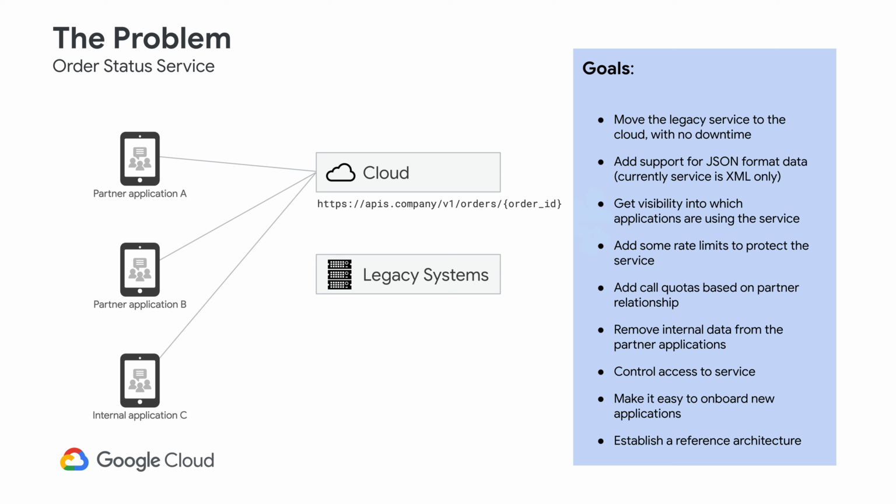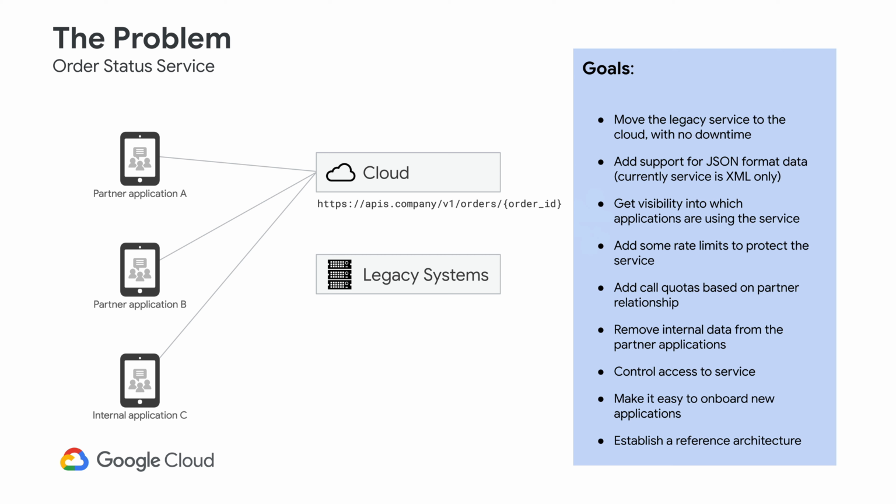We'd like to add some rate limiting to protect the service. Sometimes one of these applications misbehaves, sends in way too much traffic, and it brings down the service for everybody. So we'd like to add some rate limits to protect the service. Also, add some call quotas based on the partner relationship. Some partners should be able to call more frequently than others based on their relationship with the company.